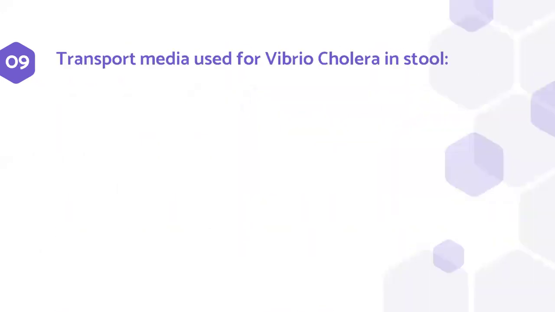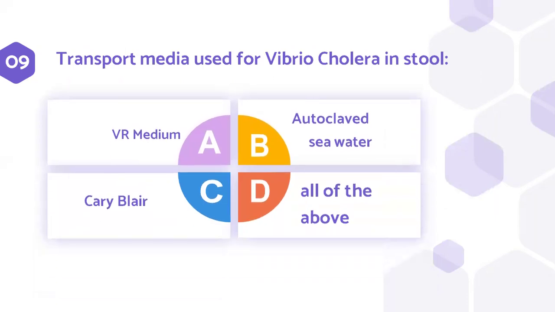Next question. Transport media used for Vibrio cholerae in stool. So what is transport media? Transport media do not allow the bacteria to multiply, but they maintain the viability. Option A, VR medium, that is Venkatraman Ramakrishnan medium. Option B, autoclaved seawater. Option C, Cary-Blair medium. And option D, all of the above. Here the right answer is option D, all of the above.